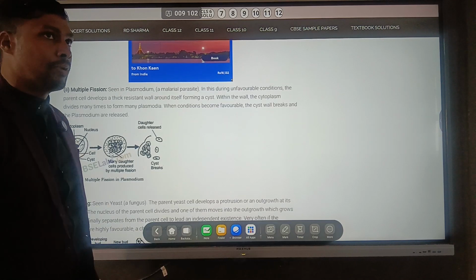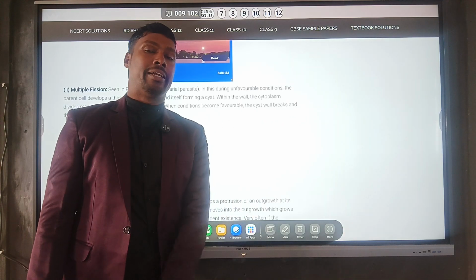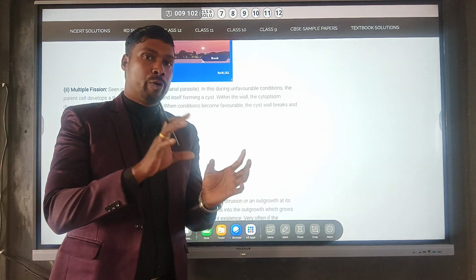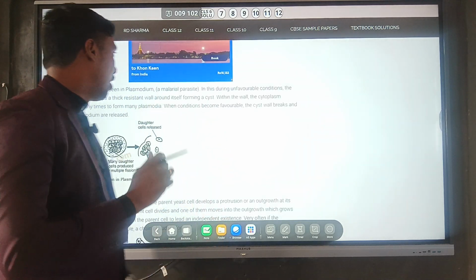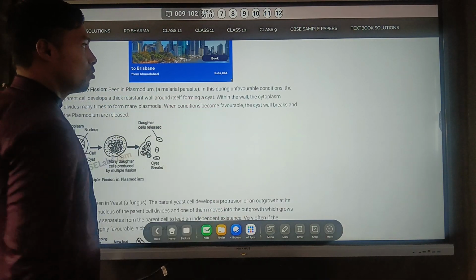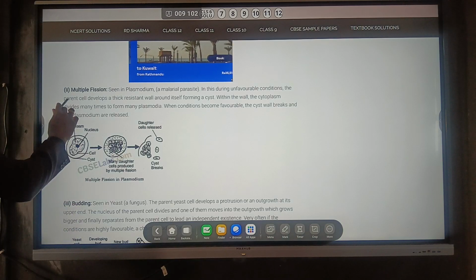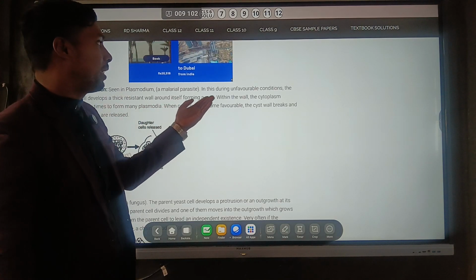In your books, one of the activities is also given. You can read that activity to understand how to observe the yeast cells and multiple fission under the microscope. It is seen in Plasmodium, the malaria parasite. During unfavorable conditions, the parent cell develops a thick resistant wall around itself, forming a cyst.